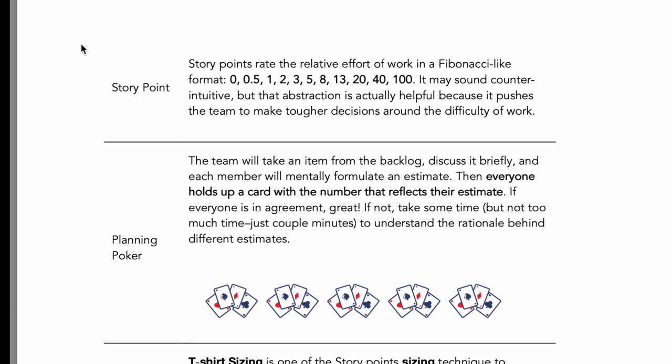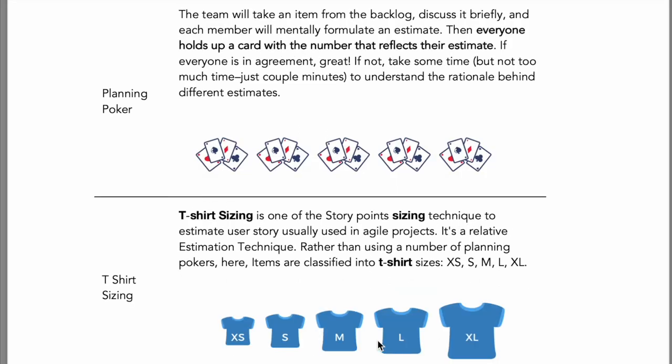So story point could be 1, 2, 3, 4, 5, which is the Fibonacci series, or it could be from the t-shirt sizing. Is the story small? Is that PBI item small, medium, large or XL size? Can it fit in this iteration?